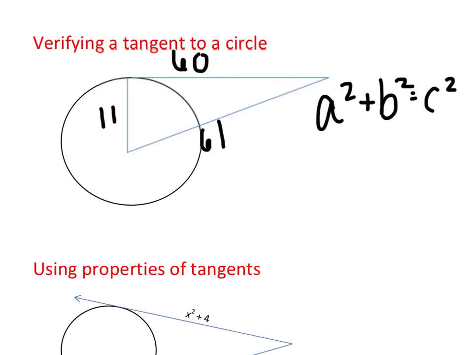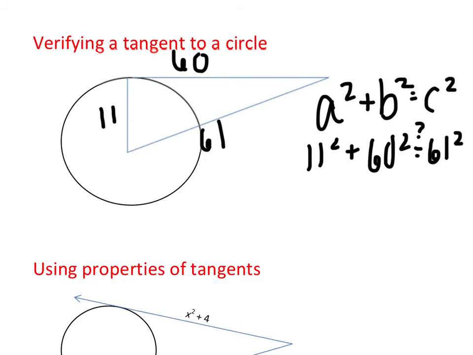So to check, if 11 squared plus 60 squared is equal to 61 squared, if that's true, then that means this is a right triangle and this is a right angle, so it would be tangent. So let's plug our numbers in and see. My a we'll say is 11 squared plus my b would be 60 squared. If that is equal to 61 squared, we don't know if it is though. If it is, that means that we have a right triangle.